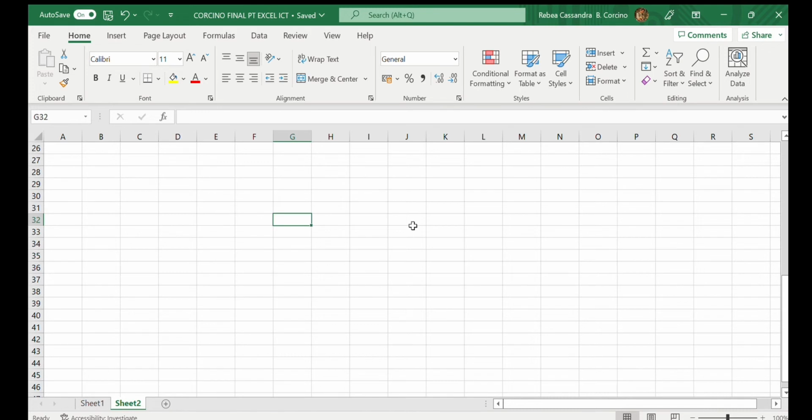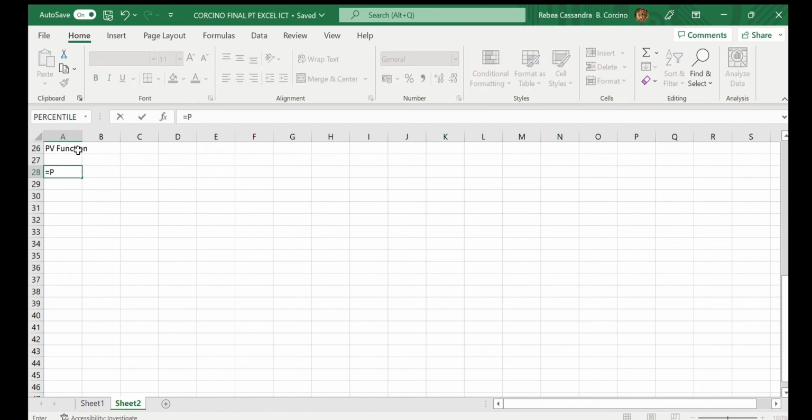Now let us proceed to the next formula, which is the present value. So once you already know how to calculate the value for the FV or the future value, it will be much easier for you to find the value for the PV or the present value. Well, how does it work? So first, let us type in the equal sign, followed by PV, open parenthesis.